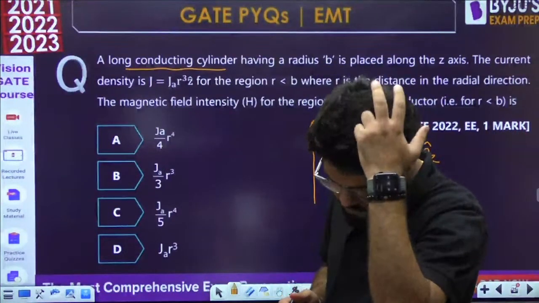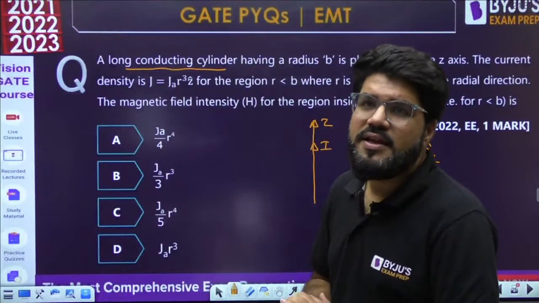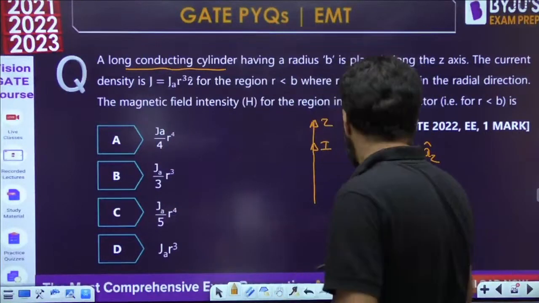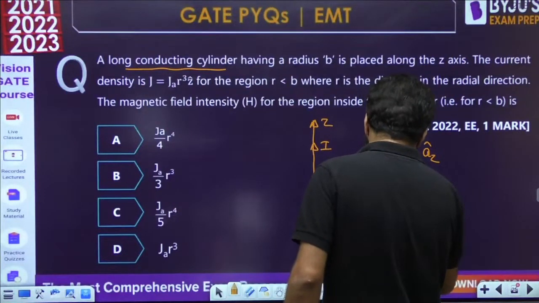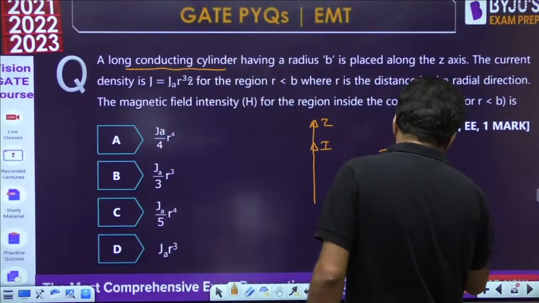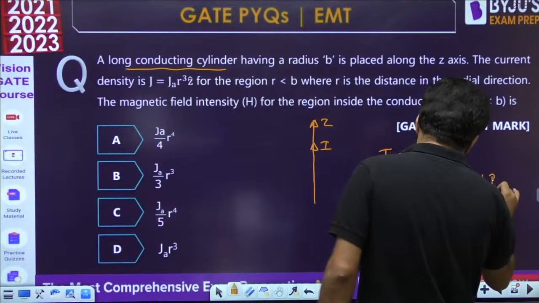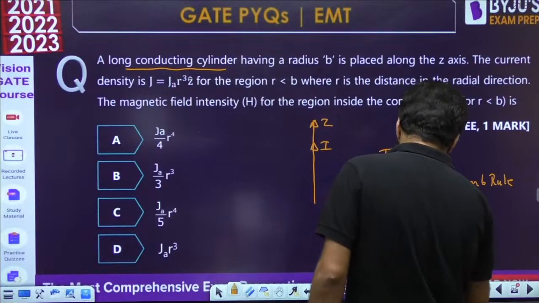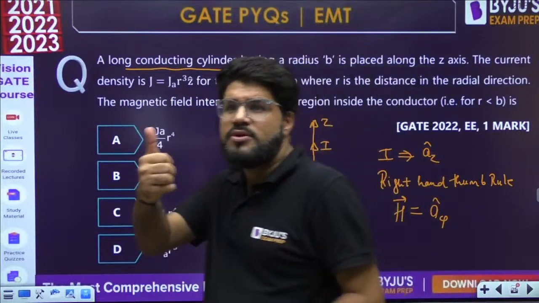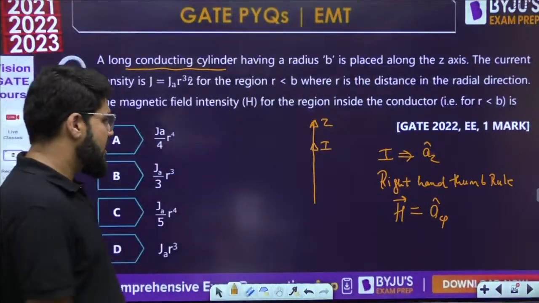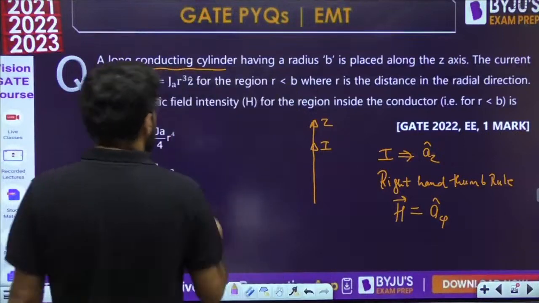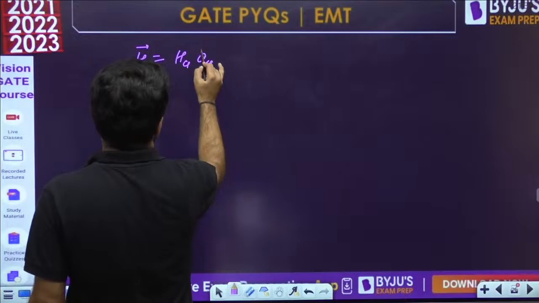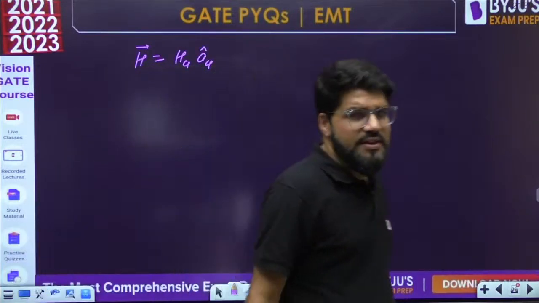So current is flowing in the Z direction. Tell me, the magnetic field will be in which direction? As per the right hand thumb rule, the magnetic field will be in the azimuthal direction, a phi. Circular direction about the Z axis. So I can simply take that magnetic field H has some phi component, H phi a phi. It is only having the phi component.